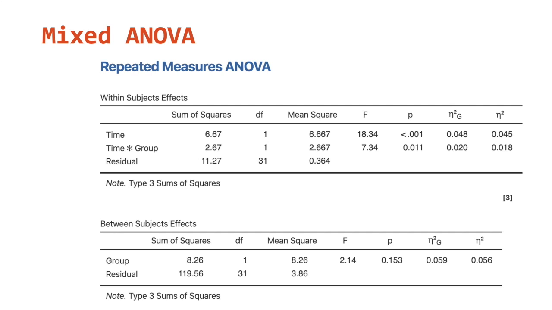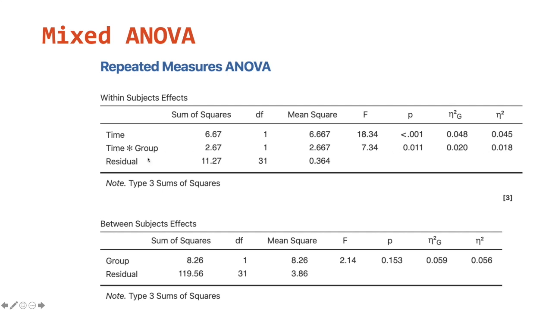This is a mixed ANOVA output from Jamovi. You have the two tables again, but this time this table actually includes more than just the residual. Now it has the group variable, and that tells us something about are there differences across the groups. And then the within subjects effects, it has the time like we had before, but now it has time by group. So this is the interaction right here.